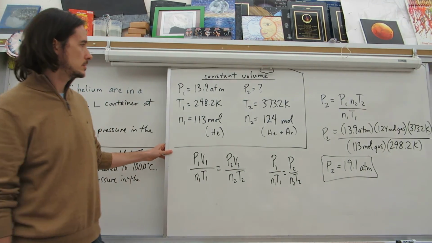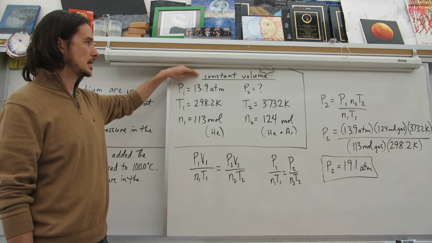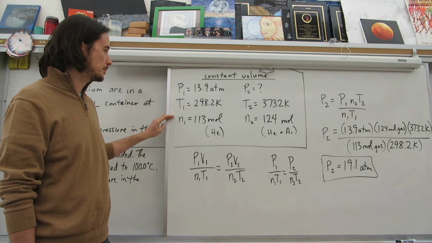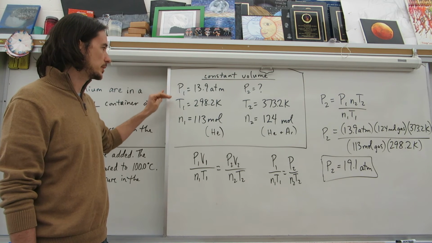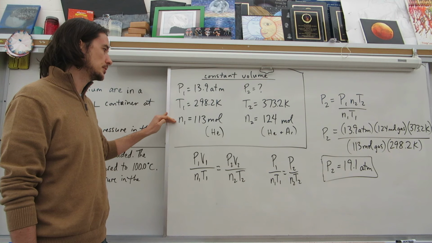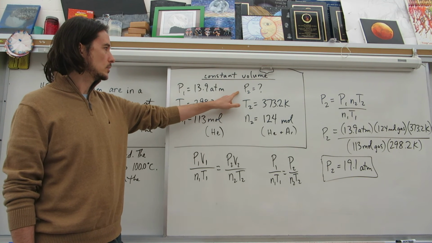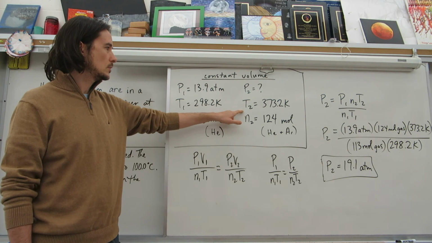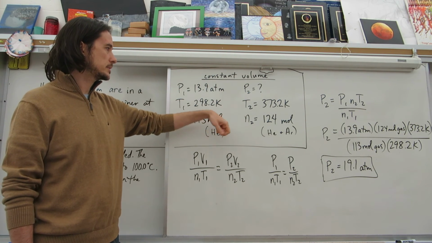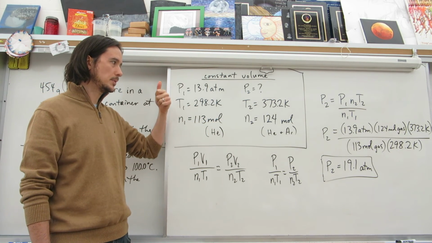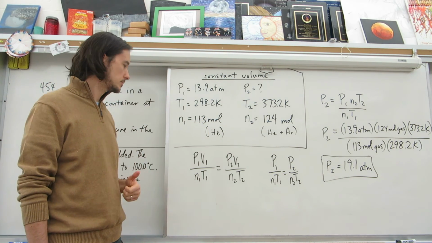So here's what we know. We know it's constant volume, so we're not worried about V. We have initial pressure, initial temperature, and initial number of moles. The 113 moles was just for helium. We're looking for P2. We have the second temperature. Temperature went up. We expect the pressure to go up. The number of moles went up. We expect the pressure to go up from that too.